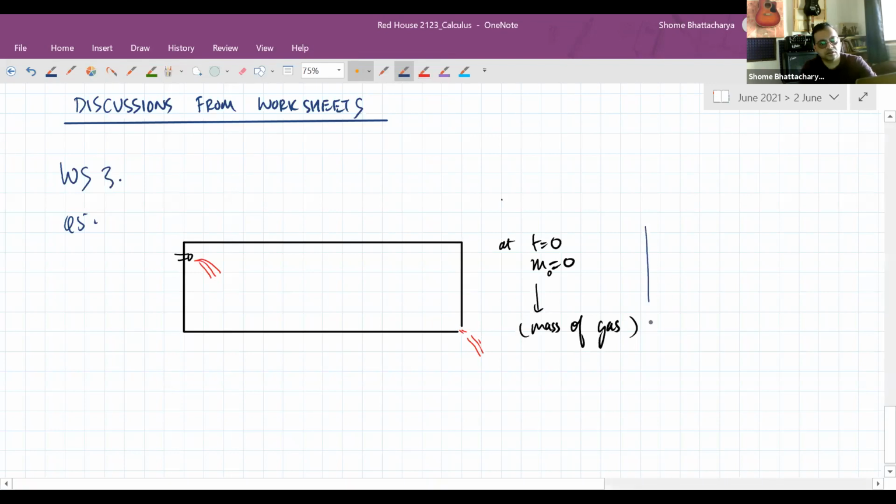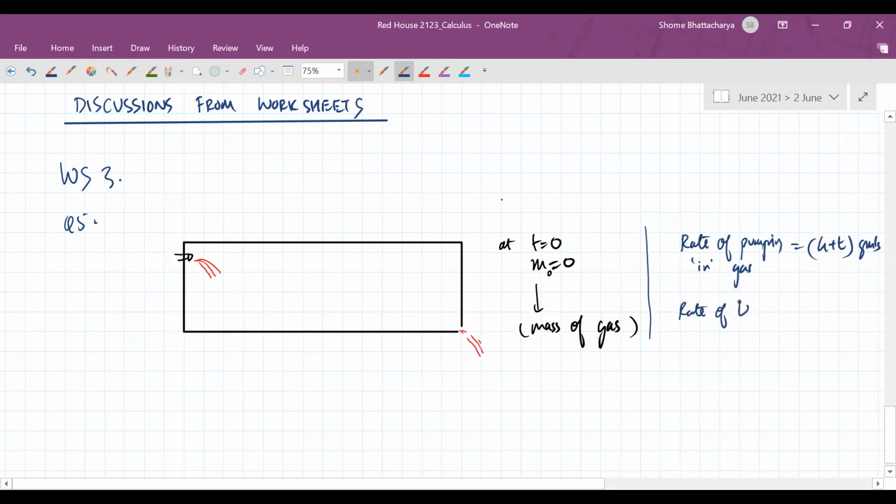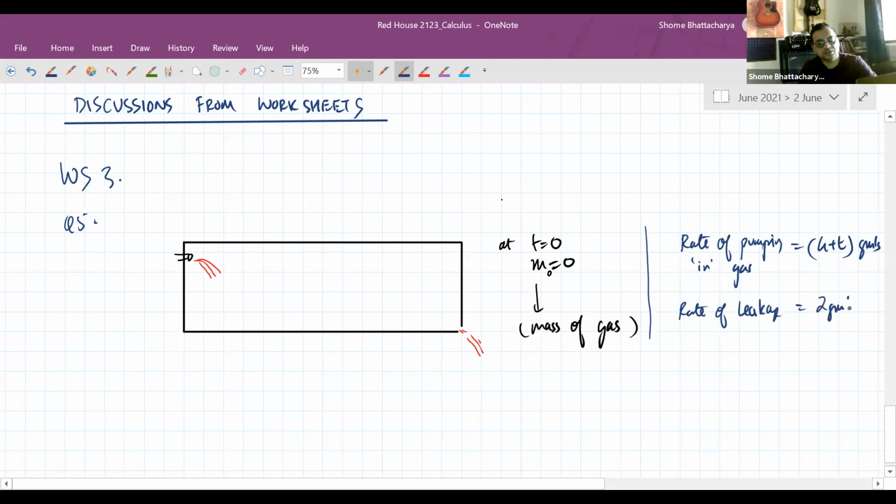So we can see that the rate of pumping in gas is equal to 4 plus t grams per second. The rate of leakage is equal to 2 grams per second. So this is all the information that is given to us. These three pieces of information that are given to us.